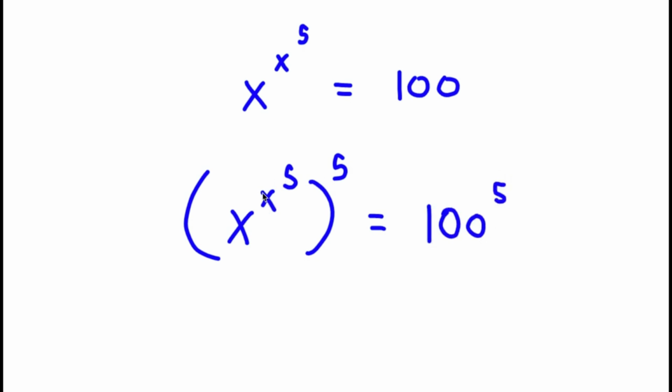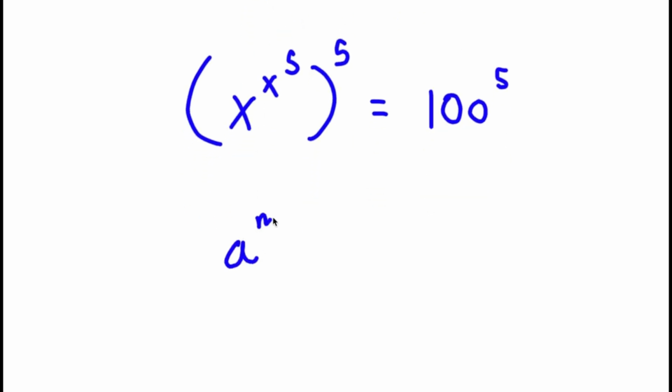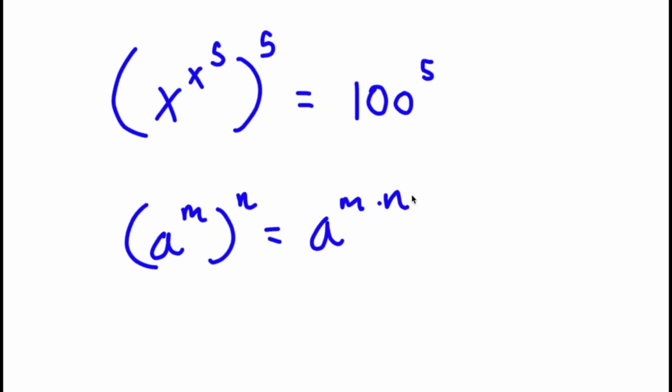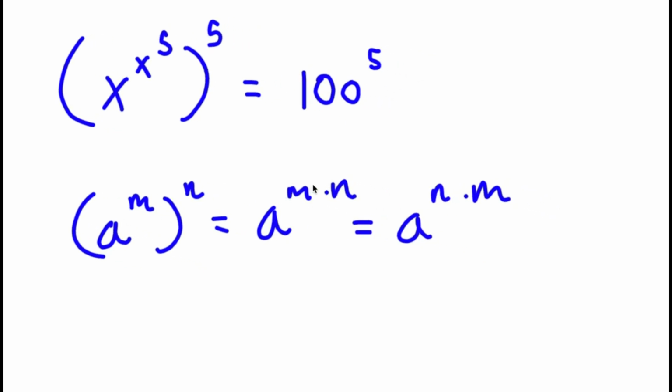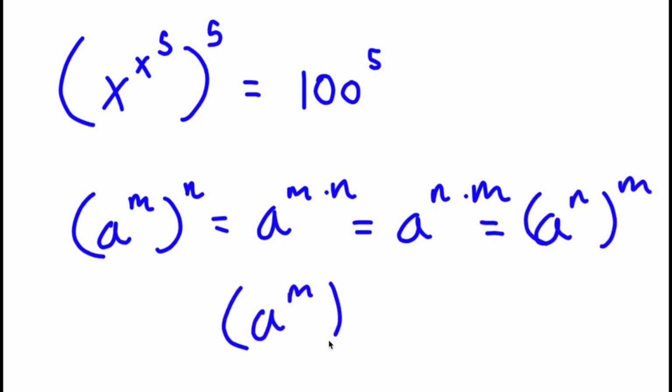Now, if I have something in the form a to the power of m to the power of n, this is the same thing as a to the power of m times n. And m and n, we can change the places of these two, so this is the same thing as a to the power of n times m. So now, if a to the power of m times n is equal to a to the power of m to the power of n, then this means that a to the power of n times m is equal to a to the power of n to the power of m. So in simpler terms, a to the power of m to the power of n is equal to a to the power of n to the power of m.